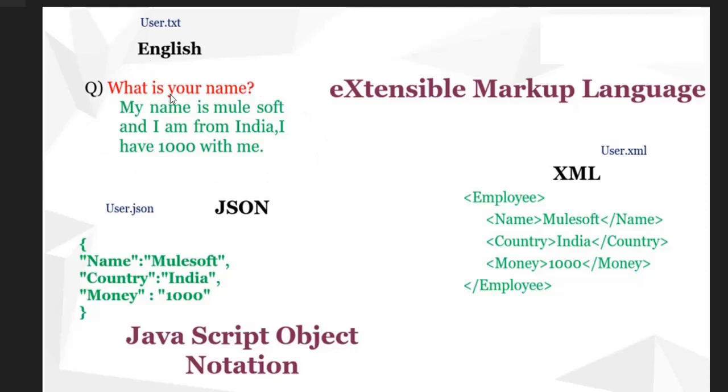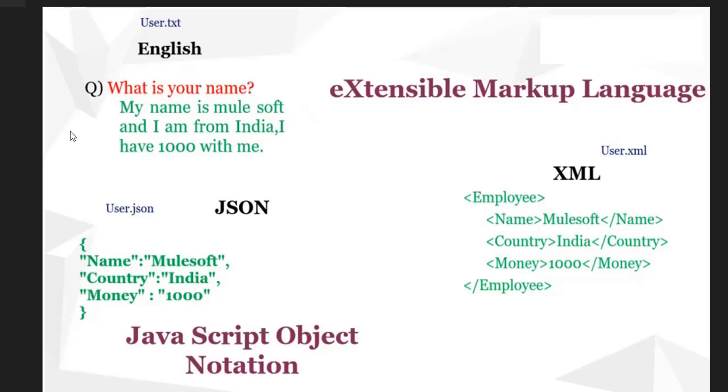Like, what is your name, how much money do you have, and where are you from, for example. In general we can say, my name is Mulesoft, and I am from India, or Hyderabad or Bangalore, and as of now I have 1,000 rupees with me. You can say anything in simple English, in the form of sentences. So sentence formation and word formation is nothing but English format.